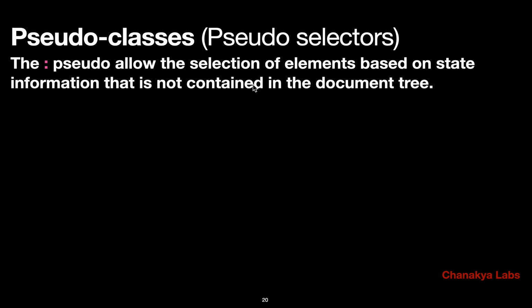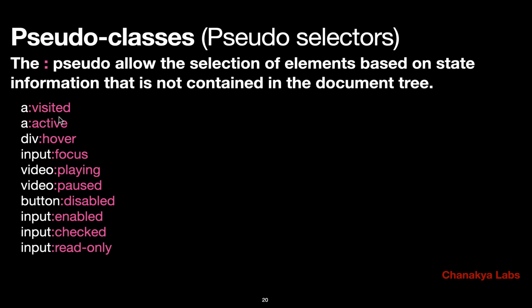So now let's see something called pseudo classes or pseudo selectors. This is a colon followed by some name, and this is going to be used for targeting some states. So some elements are there, but some state of that element.